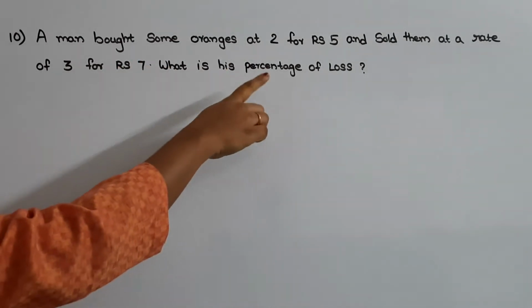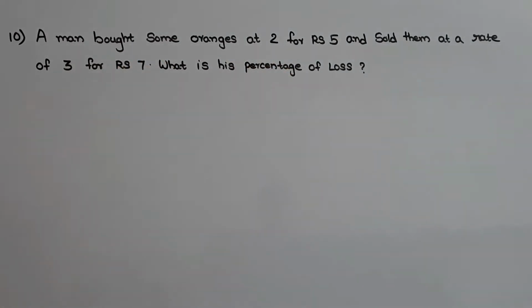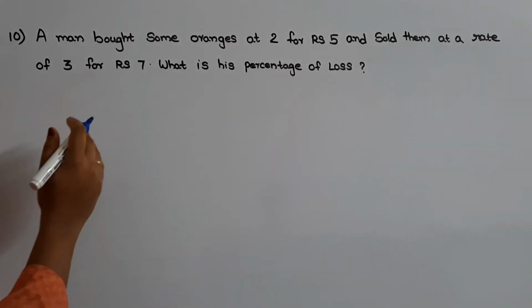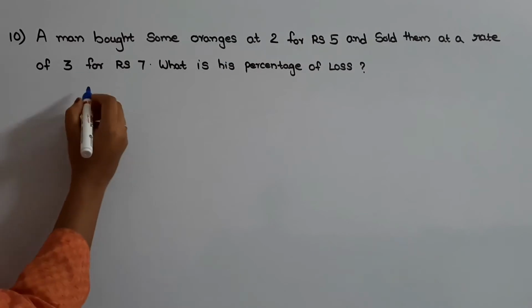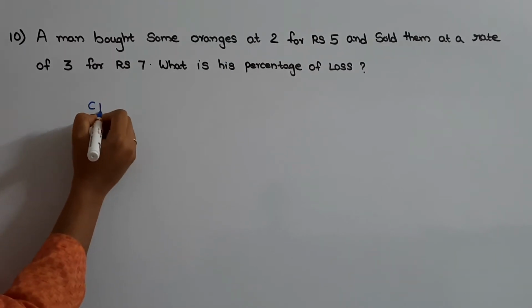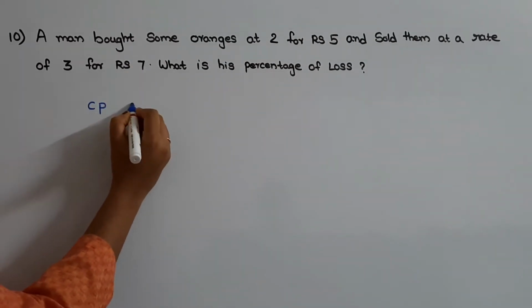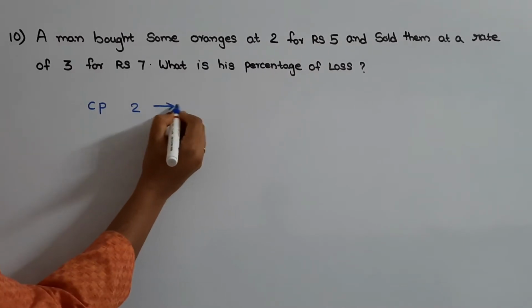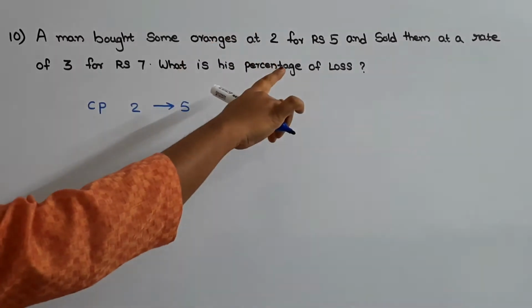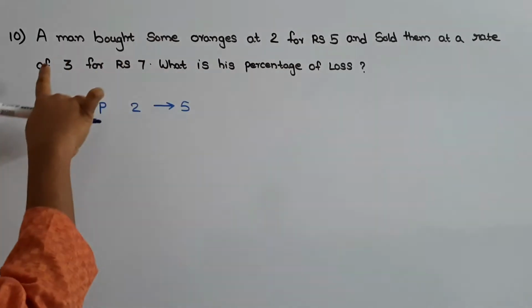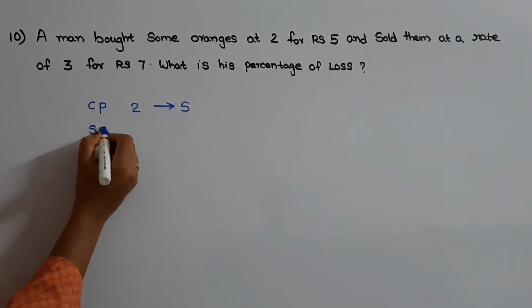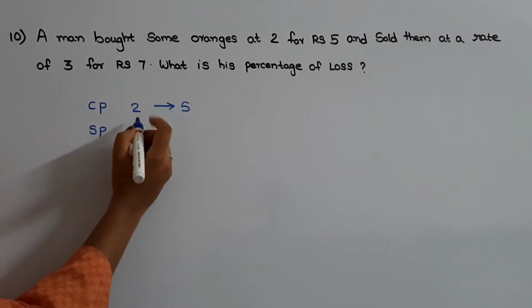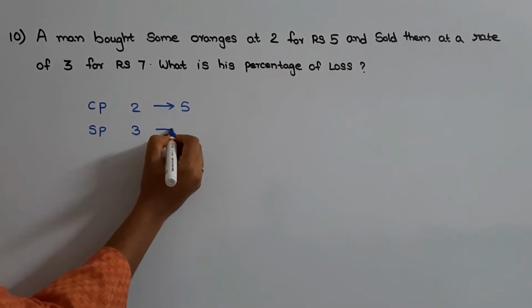What is his percentage of loss? In this question they are telling that a man bought some oranges at 2 for rupees 5, which means he bought them in such a way that the cost price of 2 oranges is 5. Then they are telling that he sold them at a rate of 3 for rupees 7, so the selling price of 3 oranges is 7.